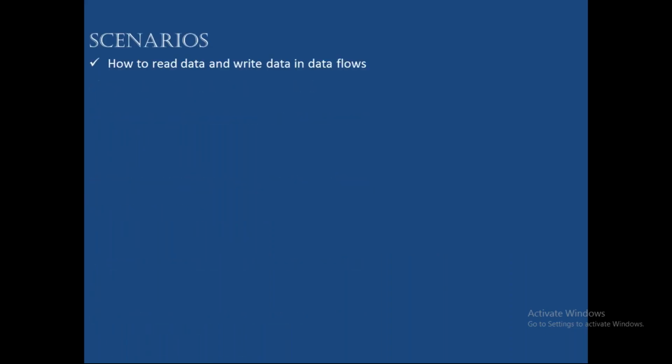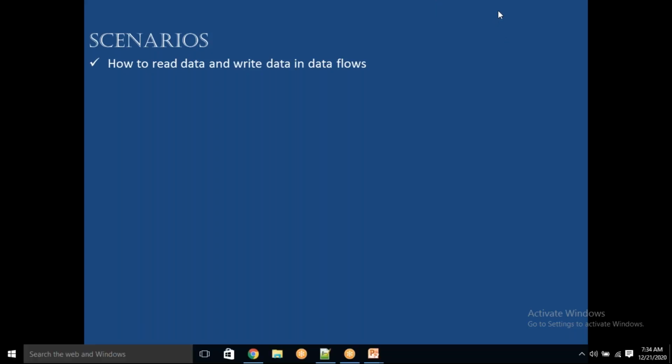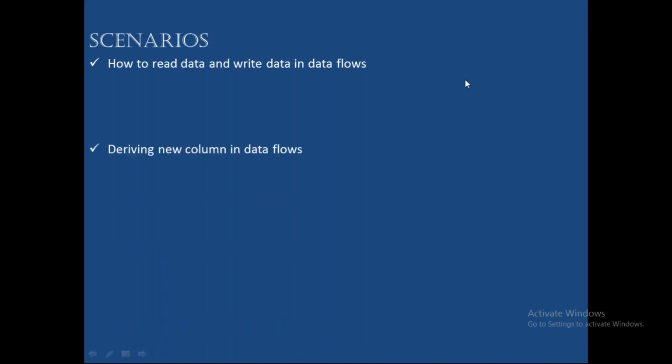Fine. So scenarios. Today we are going to see how to read and write data in data flows. By using data flows, how you are going to read data, and how you are going to write to your target, like your output after applying the different transformations. This output data, how you are going to write it into your destination. Next, deriving a new column in data flows.